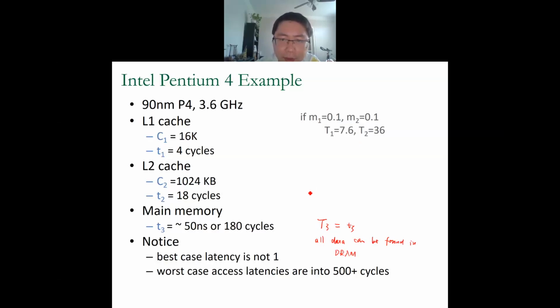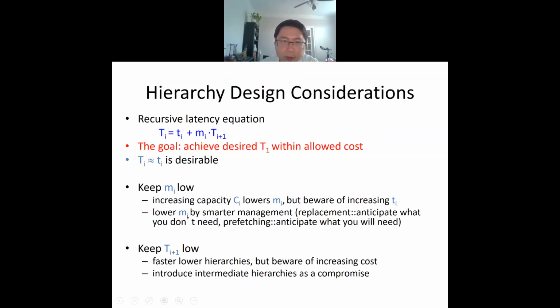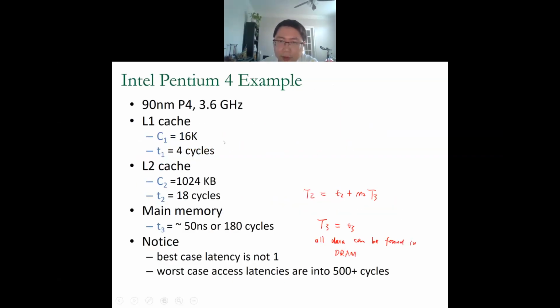If you want to get the T2, you need to use T2 equals small T2 plus M2 times T3. This is the recursive equation, and here you plug in i equals 2, so you get this one. You can plug in the M2, the T3 and T2. If you do that, you get T2 as 36 cycles.